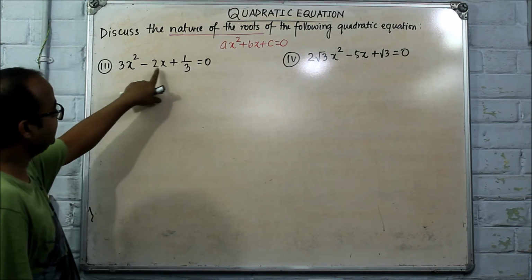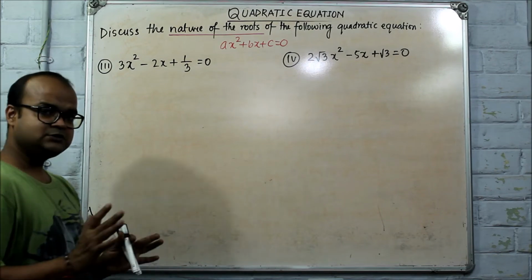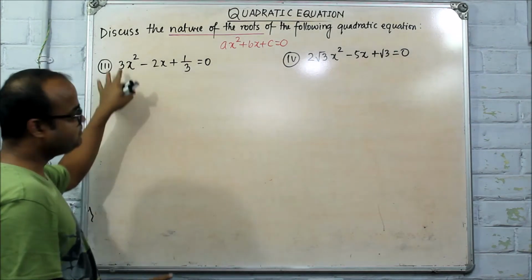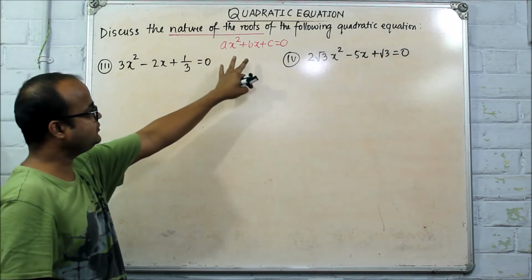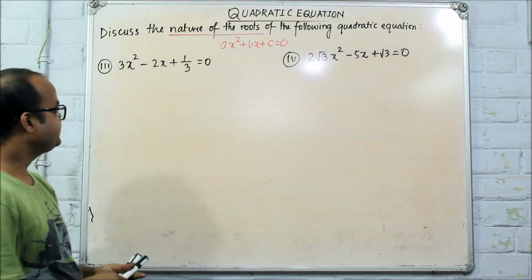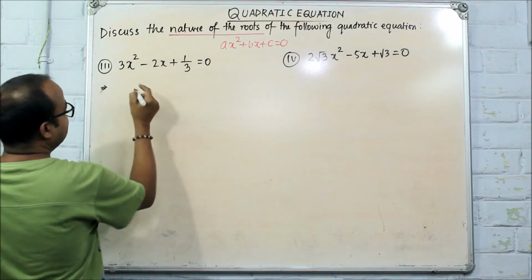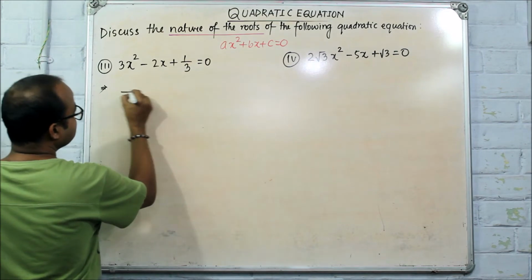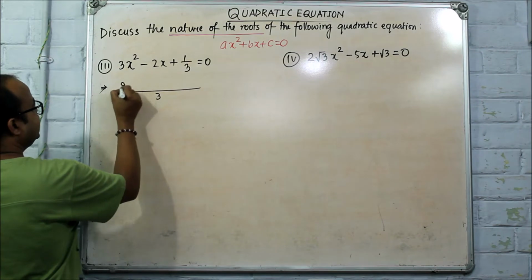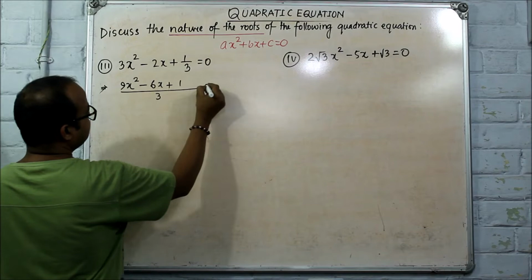3x square minus 2x plus 1 by 3 is equal to 0. First, there are two ways you can do it. First, simplify this one and write it in the standard form, or you can directly apply the formula b square minus 4ac. So for your convenience, first I am simplifying this equation. So LCM will be 3. Then you will get 9x square minus 6x plus 1 is equal to 0.